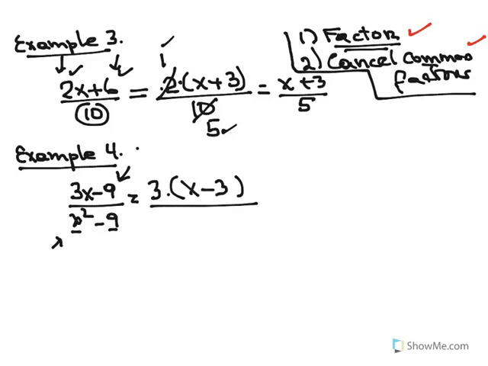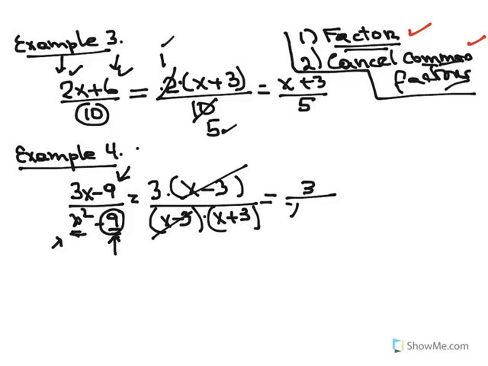In the denominator, since I have a difference of perfect squares, that would be x minus, x plus. Okay? So simplify. The 9 is a perfect square, so it will be x minus 3, x plus 3. Yes? And now I can go ahead and simplify the common factors. So here it goes, cancel x minus 3 with x minus 3, since they're both common factors. And what I'm getting now is 3 divided by x plus 3.